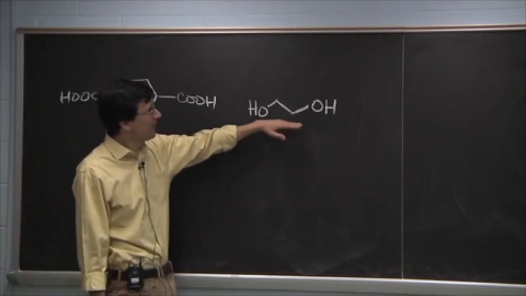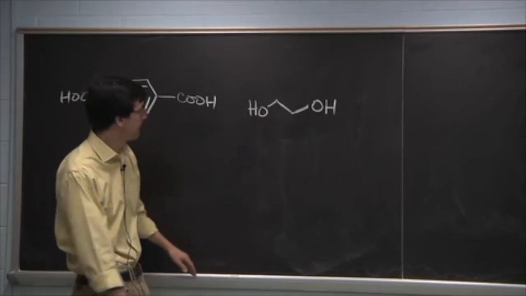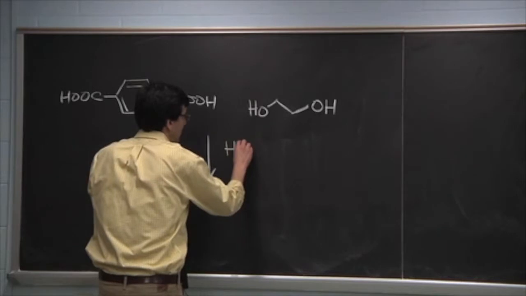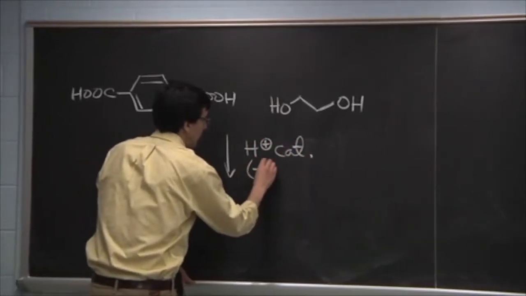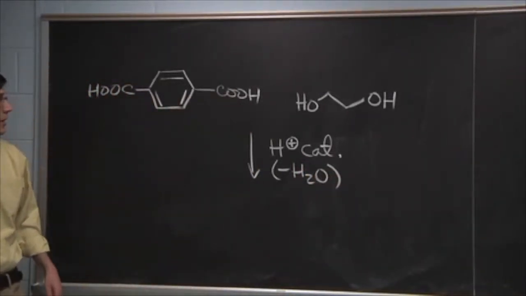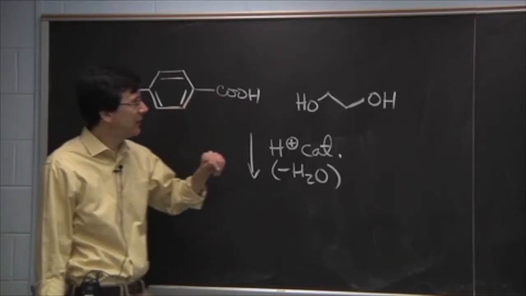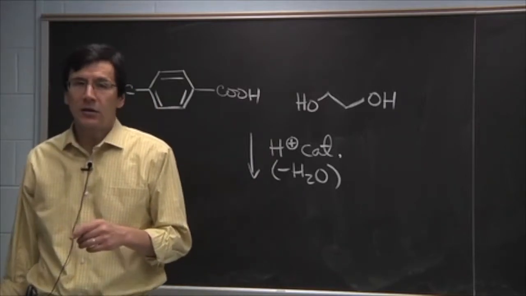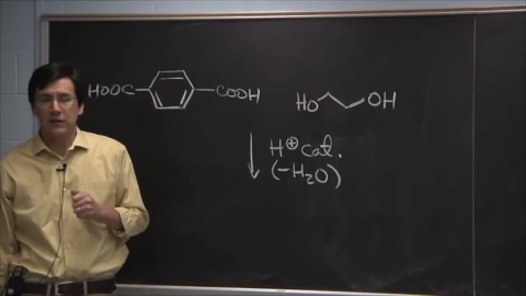And we're going to take this material, which is a dialcohol or a diol. And then we're going to add some acid catalyst. And this reaction is a dehydration reaction. So first of all, can you name a reaction that involves a carboxylic acid, an alcohol, an acid catalyst, and loss of water? What kind of reaction is that?